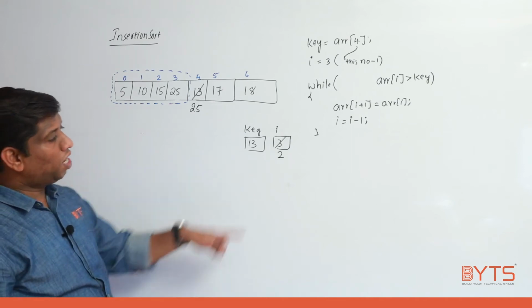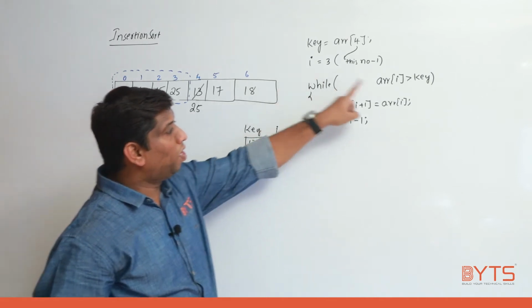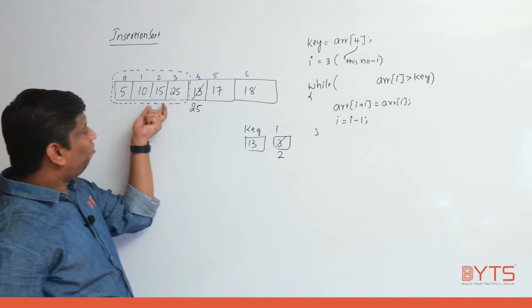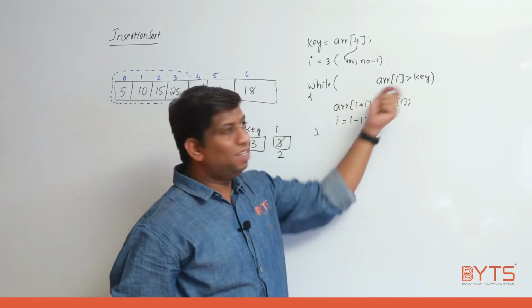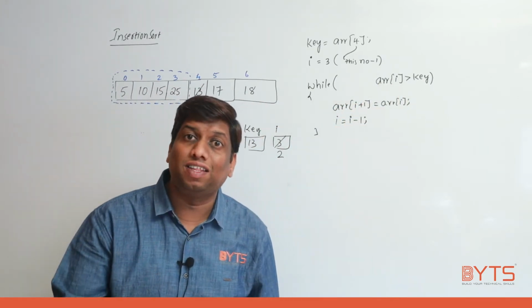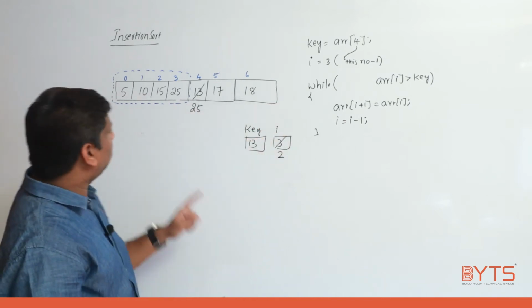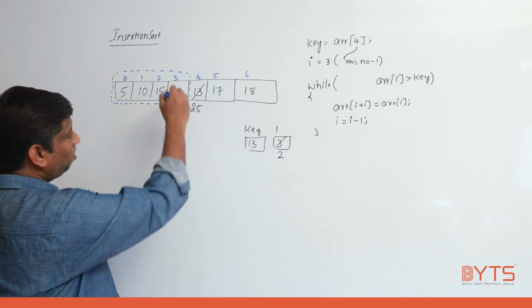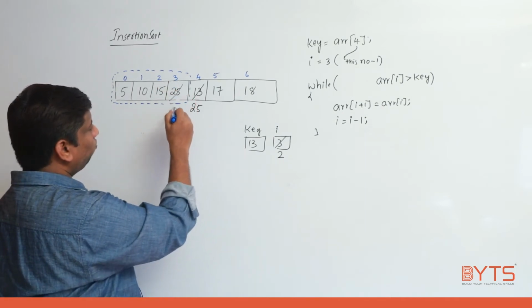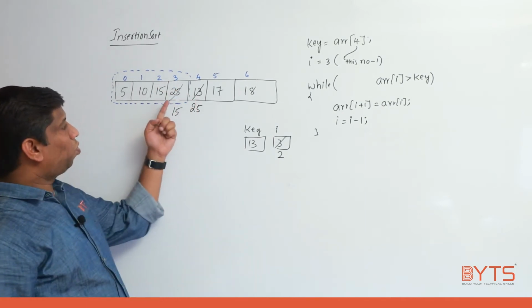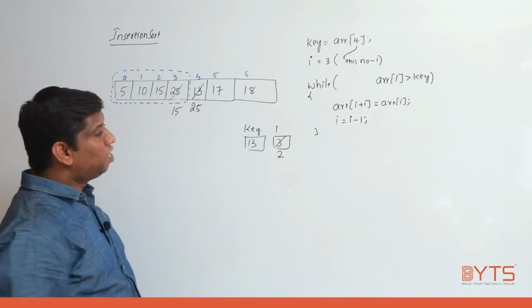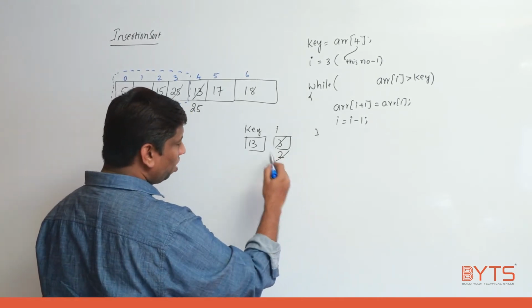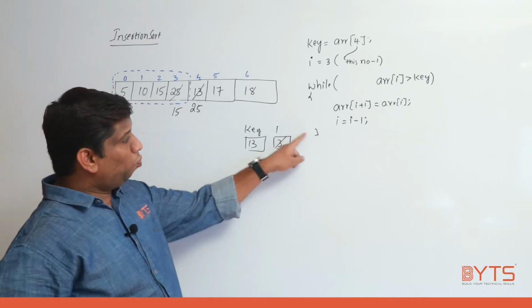Now what do I need to do? I is equal to I minus 1, I value is 2. End of the loop, come here. What is the value of I now? 2. 15 is greater than 13, true. So come inside. 15 should be copied to which location? 3 locations. So this 15 is also moving, come here. Don't worry about 25, because 25 is already moved here, right? Next, immediately I is equal to I minus 1, I value will be what? 1. End of the loop, come here.